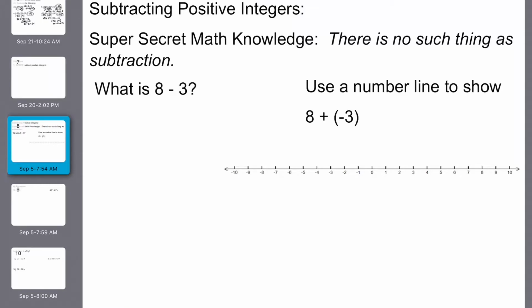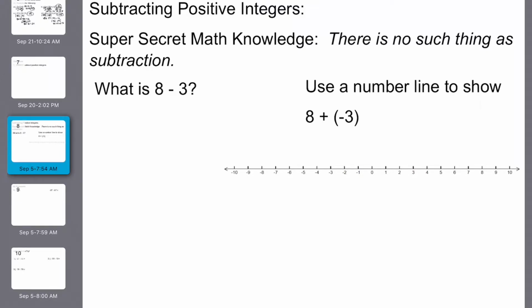All right, before we get started on subtracting positive integers, I'm going to let you in on a super secret math knowledge. There's really no such thing as subtraction. I'll say that again. There's really no such thing as subtraction. Now we know this isn't exactly true. What I'm really trying to say is subtraction can also be written as the addition of a negative integer. And I'm going to show you why that is.